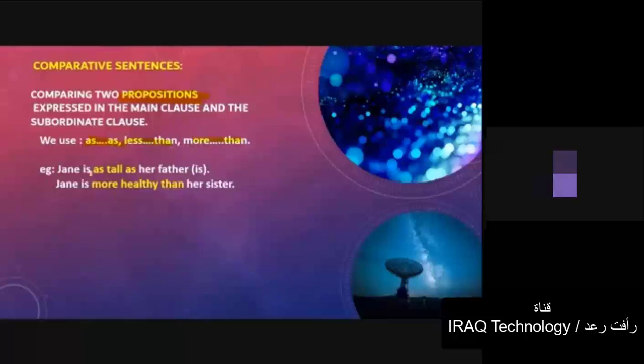For example, Jane is as tall as her father. We are comparing Jane's height with her father's height. Jane is tall and her father is tall. We compare this thing. Jane is more healthy than her sister. Here we can use is, it is optional. That means we can say Jane is as tall as her father is, or there is no need for this is.